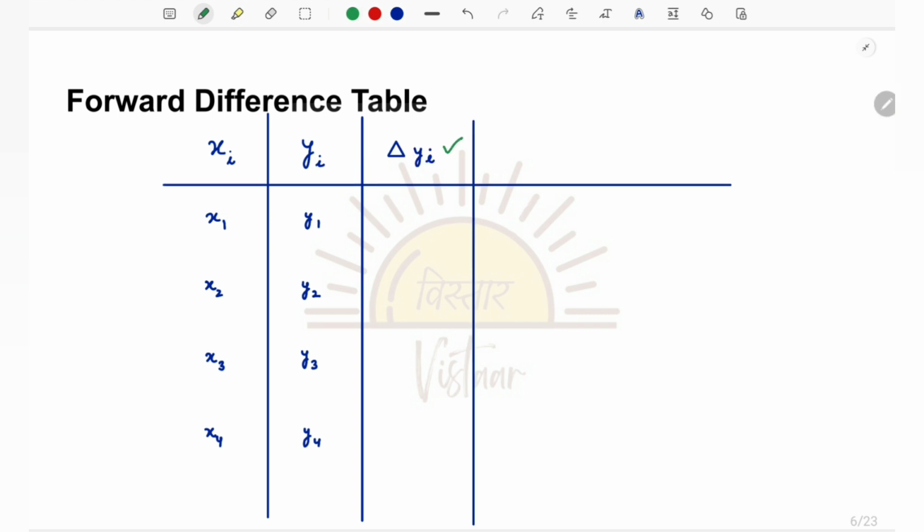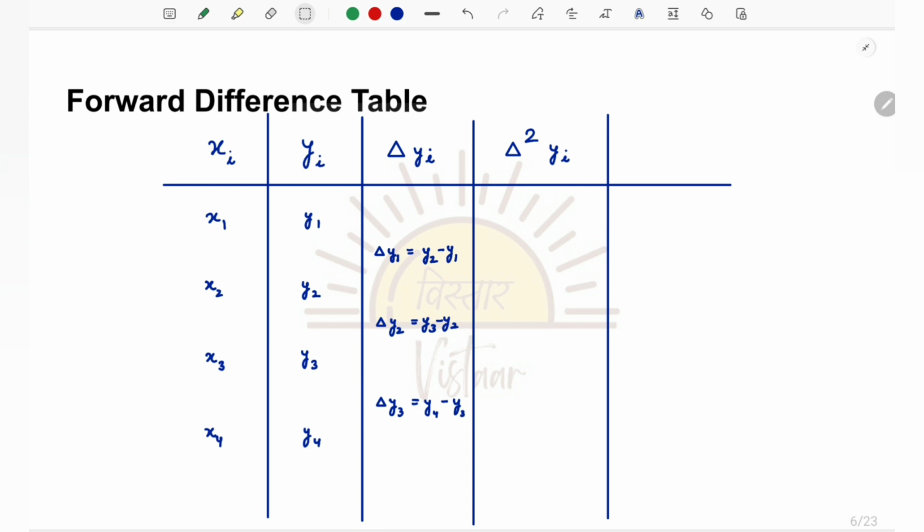For delta y, we find out the difference of two consecutive y's. For example, delta y1 will be y2 minus y1. Similarly, delta y2 will be y3 minus y2 and delta y3 will be y4 minus y3.